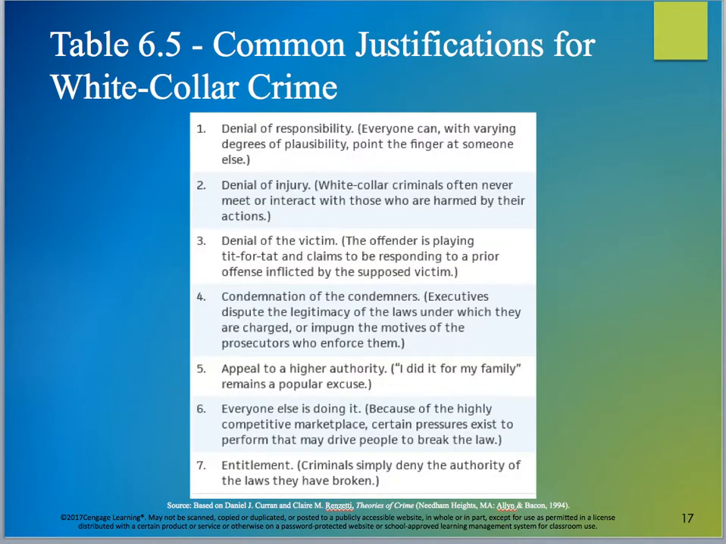There are common justifications for this type of crime. Table 6.5 lists seven of them. Denial of responsibility: everyone can, with varying degrees of plausibility, point the finger at someone else, right? So you can deny full responsibility. You don't take ownership. Denial of injury: the criminals often never meet or interact with those they harmed, so they can be blind to it and claim that no one was actually injured by what they did.